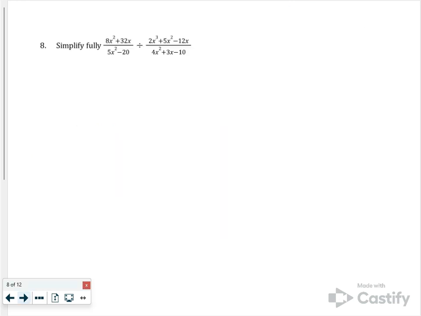All right, let's try number 8. Number 8 is very similar, so I'm going to factor in a similar way. Let's start by factoring the top here. So right there, that numerator, we're going to take out an 8x because I see 8x squared and I see 32. So I can take an 8 out of both of those numbers, and I can take an x out of both, and you're left with x plus 4 there on the top.